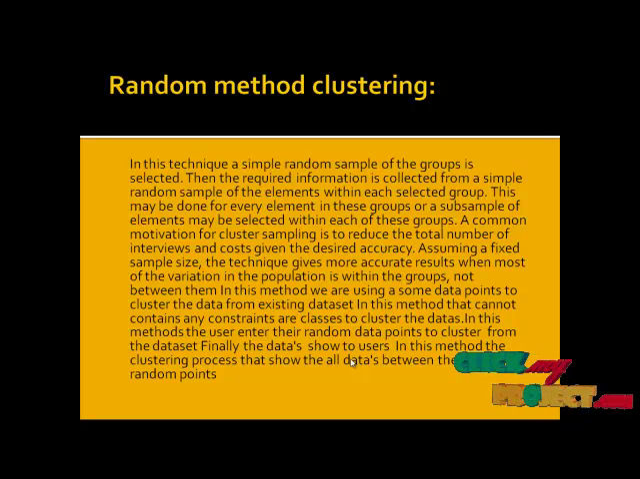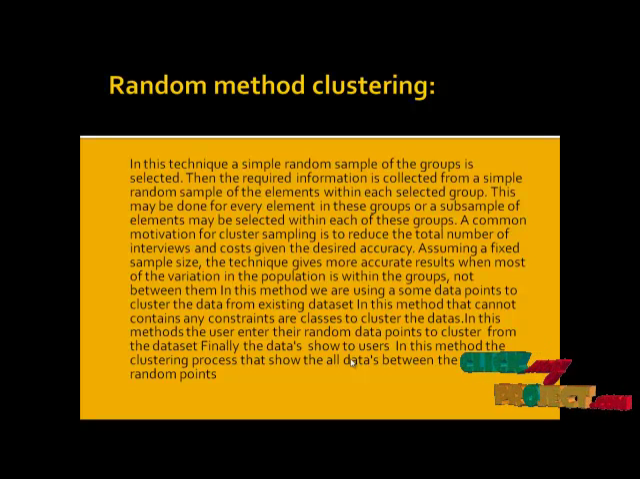In this module, we use the technique where a simple random sample of the groups is selected. Then the required information is collected from a simple random sample of the elements within each selected group. This may be done for every element in these groups or subsamples of the elements may be selected.